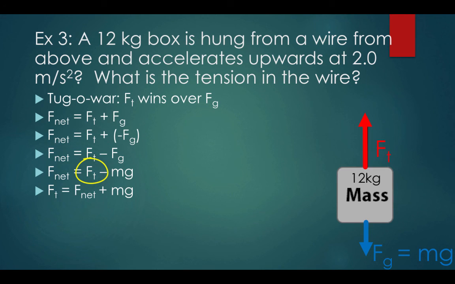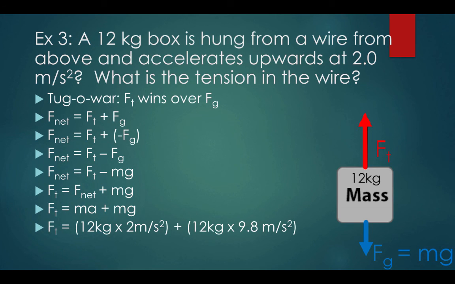Isolating for tension, we have tension equals F net plus mg. The formula for F net is ma. Subbing in ma, we get force tension equals ma plus mg. Force tension is 12 times 2 plus 12 times 9.8. Force tension is 142 newtons upwards.